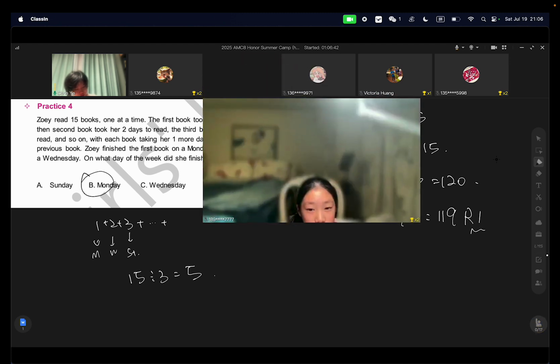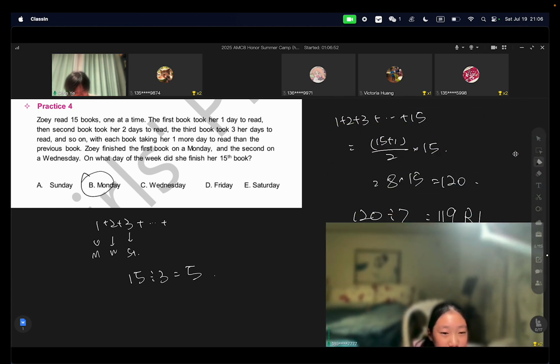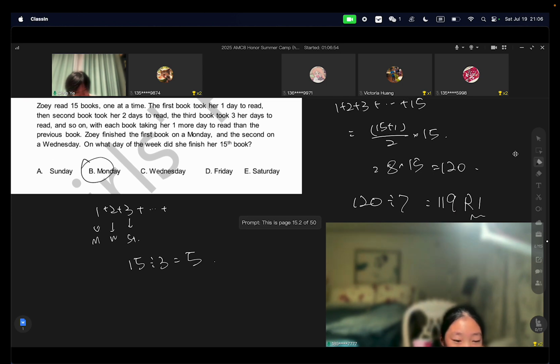Is there a question? I don't really get why it's a repeating pattern with Monday, Wednesday, and Saturday. Because I think for the fourth day, Saturday plus 4 days is Wednesday, isn't it? Or Saturday.